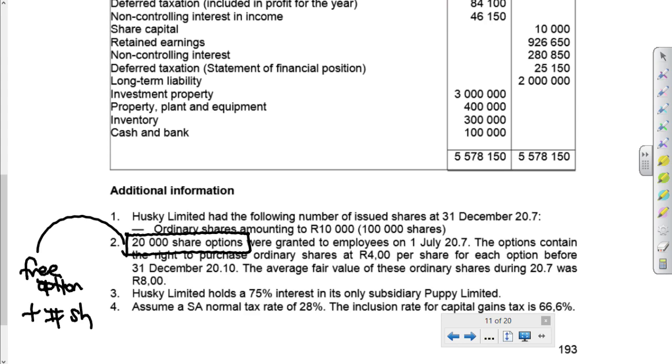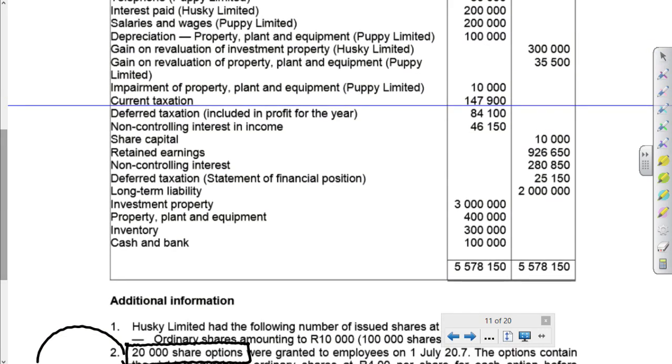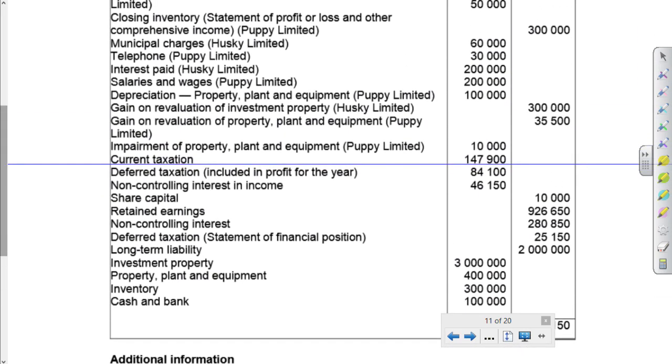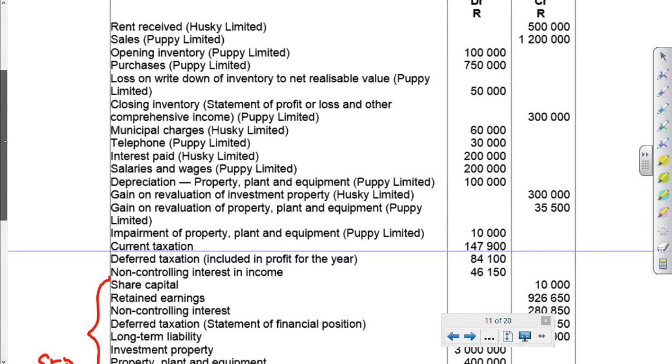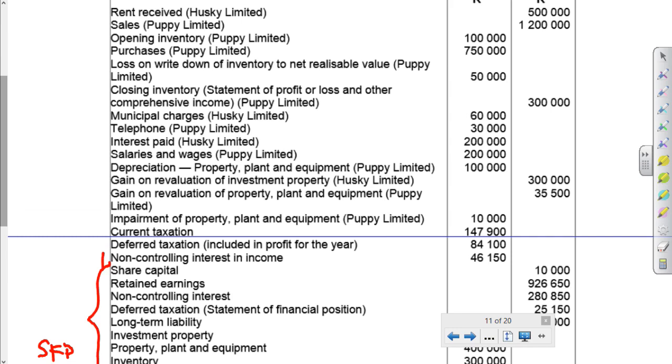So your basic profit and your diluted profit seems to be the same, unless there's some convertible prefs or something here, but I don't see anything. No. It looks like this from here. This is financial position, and the rest seems to be P&L. Look, they've even already worked out non-controlling interest. Yeah. So this is P&L up here.